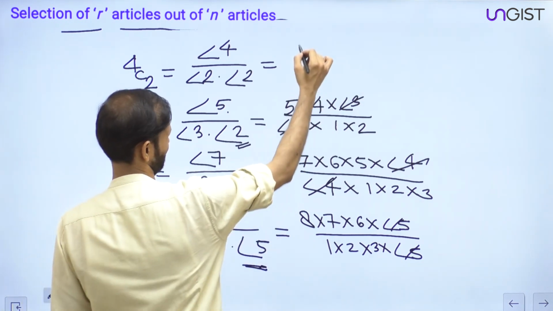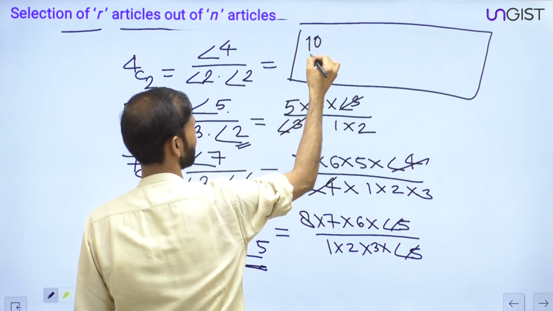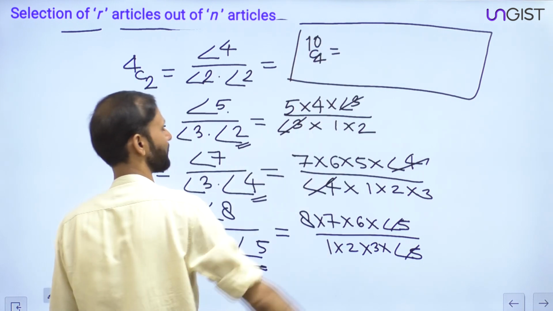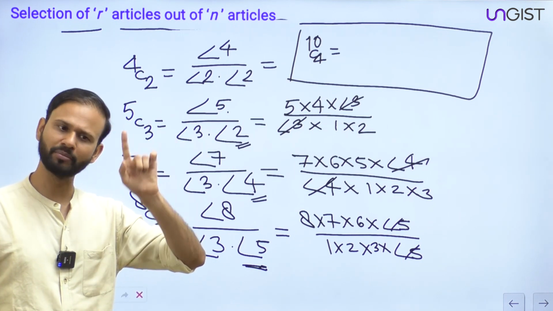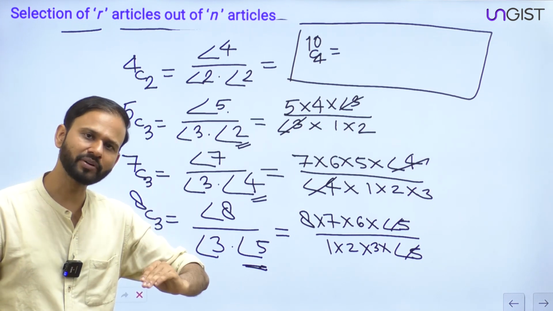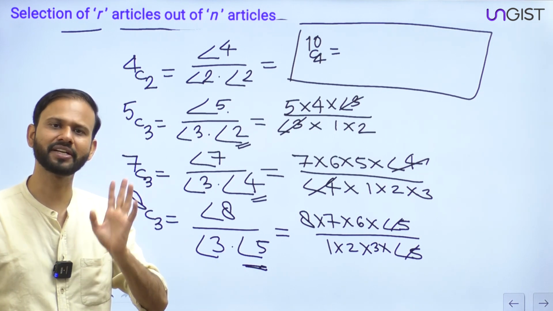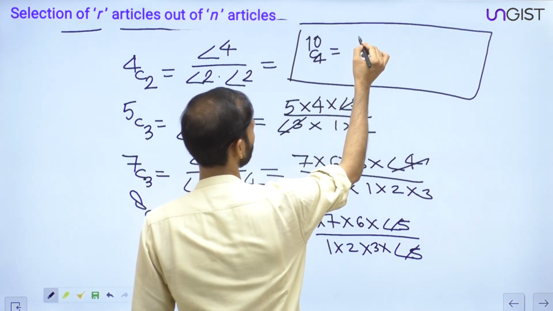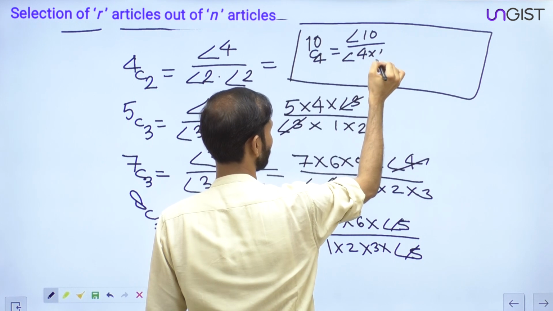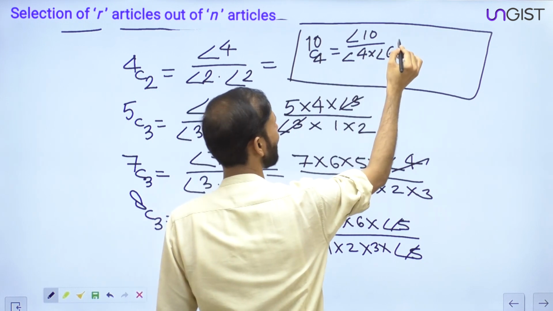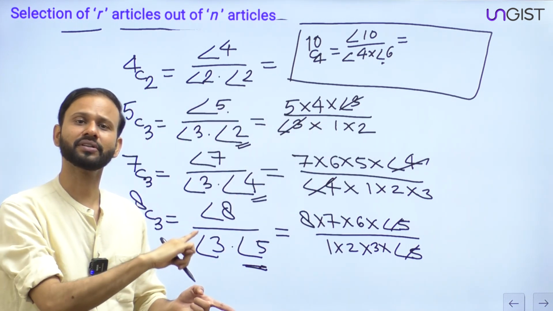Guys, please don't be impatient, right? 10C4, right? 10C4. So 10C4 will be what? Numerator part will be factorial 10. Denominator part will be factorial 4 into factorial 6, which is 10 minus 4, right? So factorial 10 by factorial 4 into factorial 6. Guys, it is okay. After that, this is factorial 6. Try to cancel it out, right?